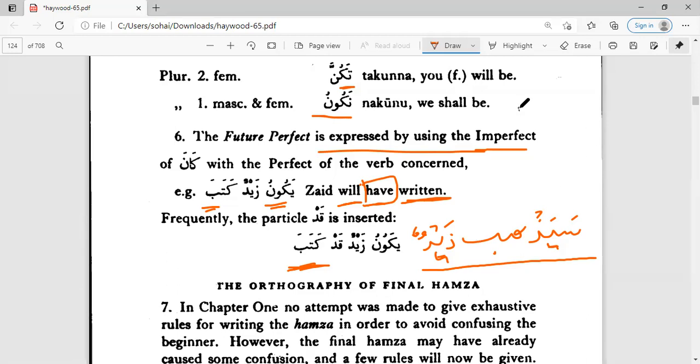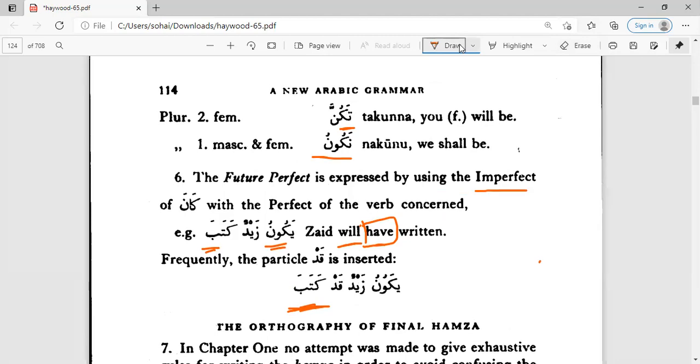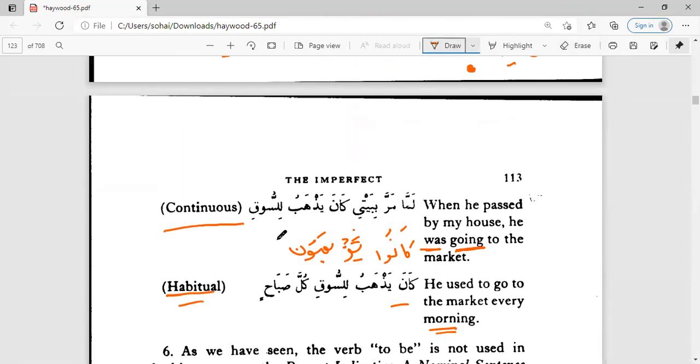No. So the thing is, we can't separate kana yakunu and then separate the other verb. These verbs, when we mentioned, for example, when kana comes with the imperfect, it means past continuous or past habitual. We can't say kana alone, which means perfect or imperfect. These would mean past continuous when they're combined together. Combination is the key.